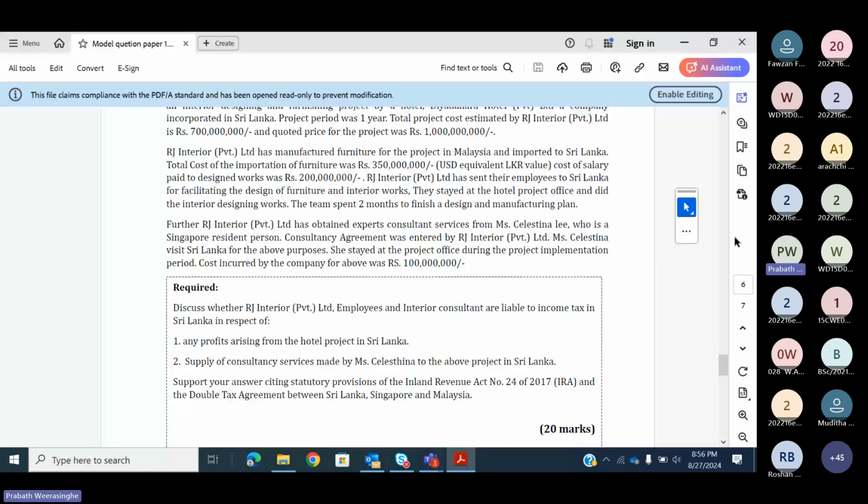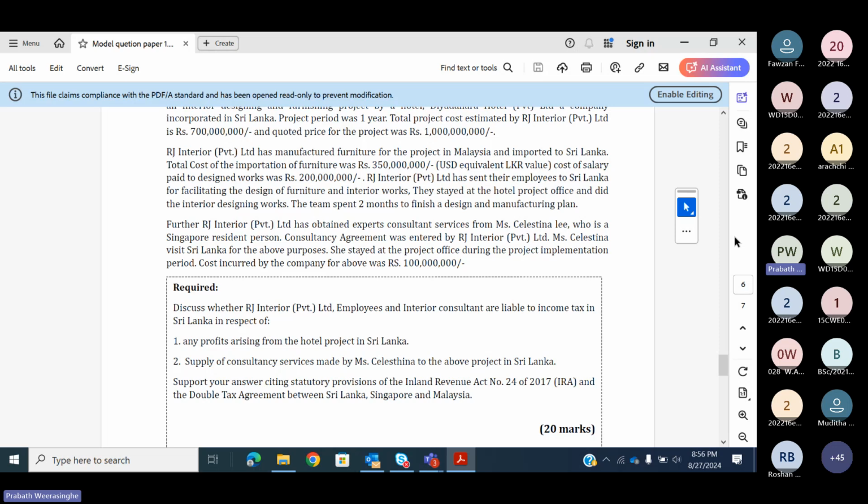Say that we are getting consultancy service from China. We are making payment to a person in China. He is not coming to Sri Lanka. He is in China and providing services to Sri Lanka. When we make the payment, as per the China agreement, the income is taxed only in the resident country. Therefore, we don't have the right.